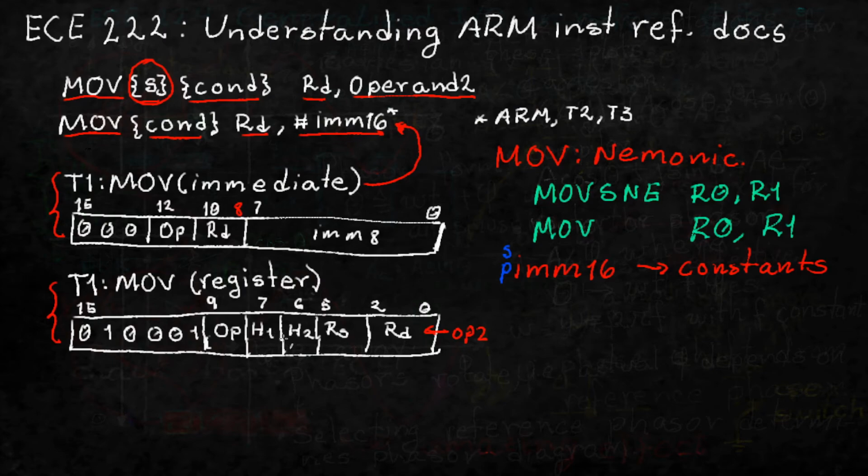And the trick is that these two, H1 and H2, allow you to choose whether this is going to be on the high part, so R8 to R15. There are limitations. You need to check the documentation for the most specific details. But that's exactly what these formats in binary look like and how they correspond to the encodings that you're going to see.